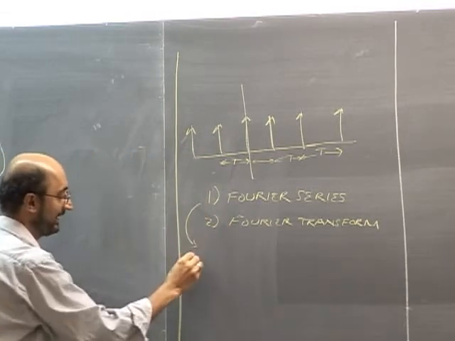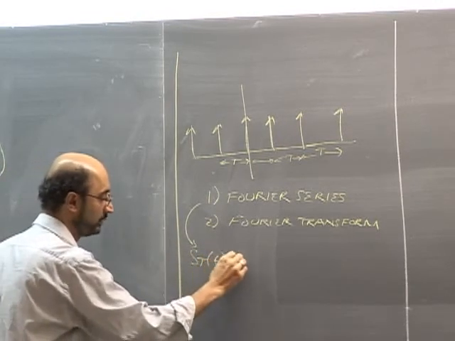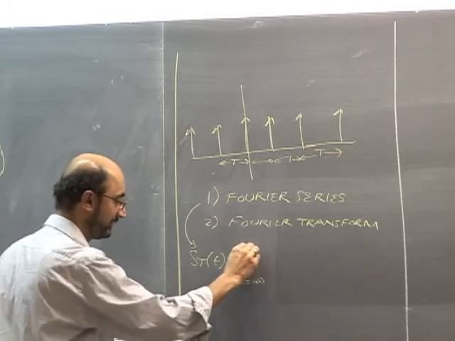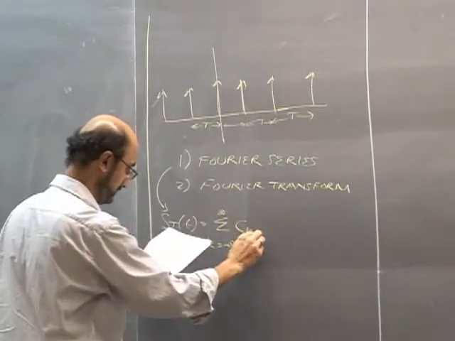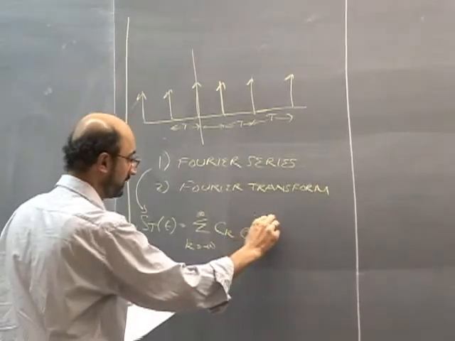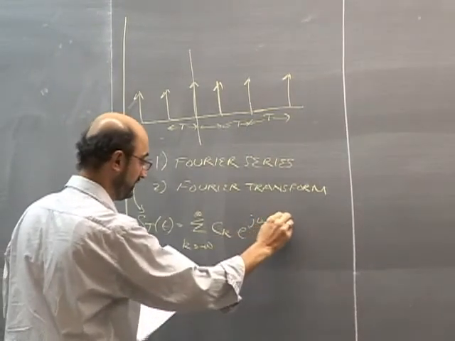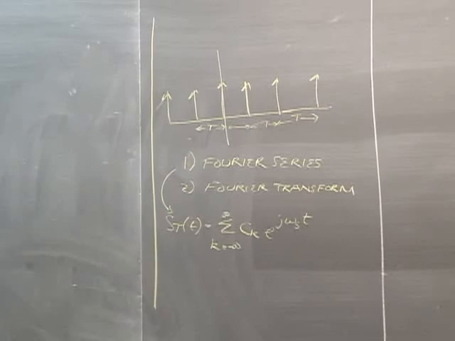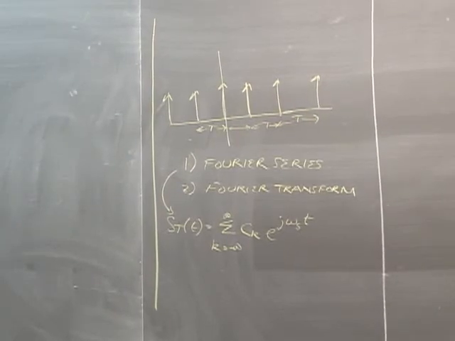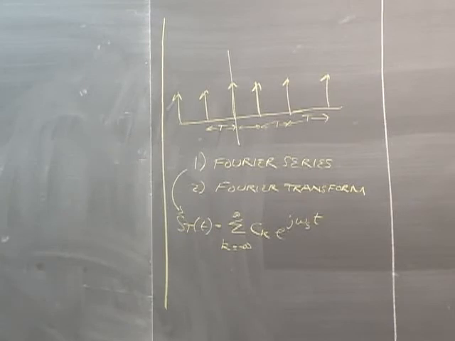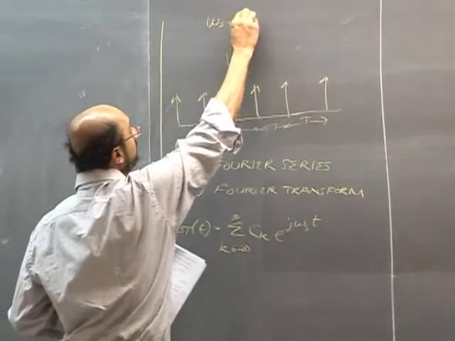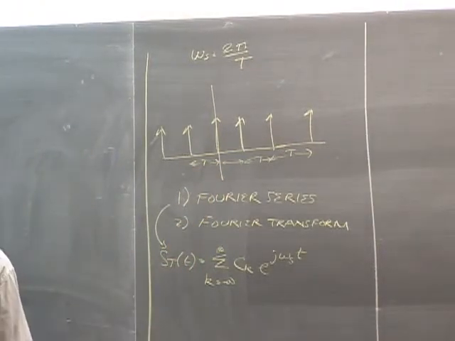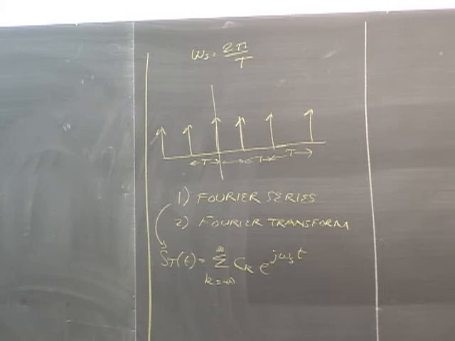So I can certainly write the Fourier series like this. I'll say s(t) equals sigma k equals minus infinity to infinity c_k e to the j k omega_s t, where omega_s is the sampling frequency. Maybe I'll just write this down somewhere on top so we remember what it is. Omega_s equals 2 pi by T, and this is straight out of the definition of a Fourier series. If you remember, we had used the term omega naught.